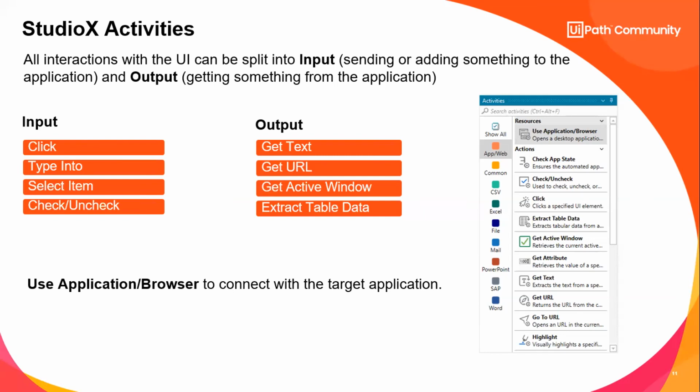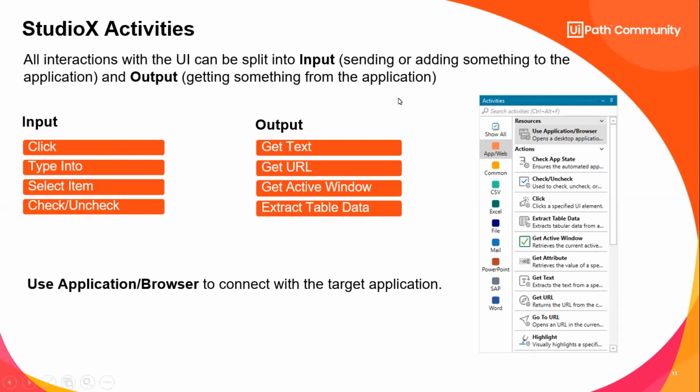Now coming to the output category, which means getting something from the application. There are certain activities which come under the output, which means get text, get URL, get active window, and extract table data. In these cases, what you're doing is you are reading something from the application, or in simple terms, you're getting something from the application. For example, if you're reading the current stock value or current currency rate, you are again getting something from the application. So again, these all come under the output category.